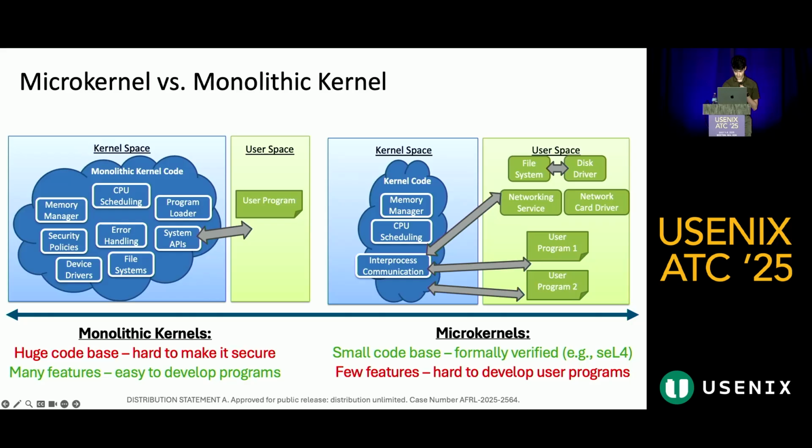On the right is the microkernel architecture. Here, only the essential services, like CPU scheduling, memory management, and inter-process communication, are kept in kernel space. All other components, including file systems and device drivers, are moved to user space. This results in a smaller and more secure kernel that can even be formally verified, as demonstrated by systems like SEL4.